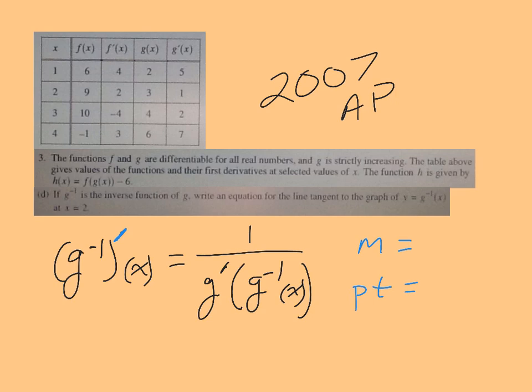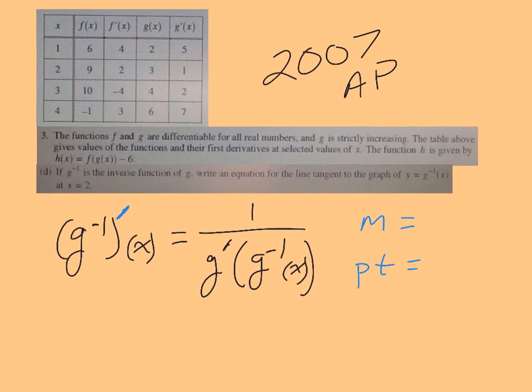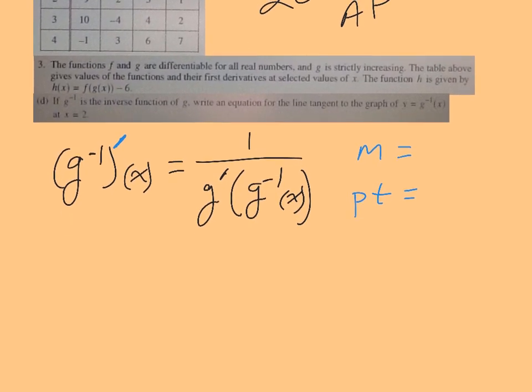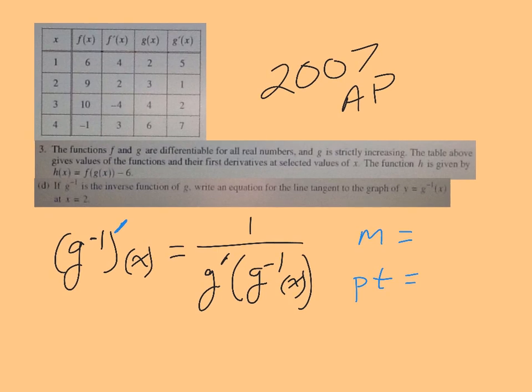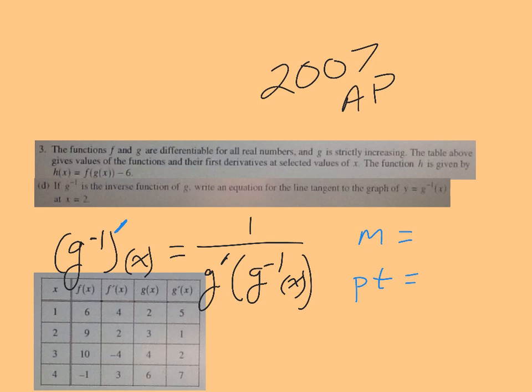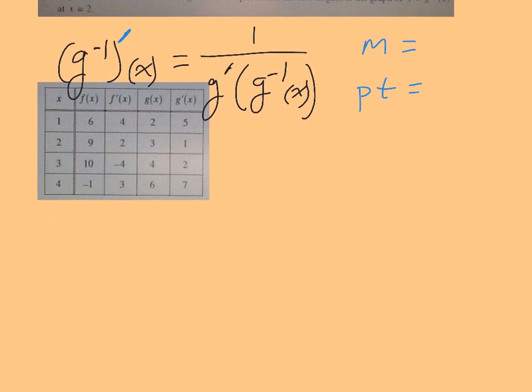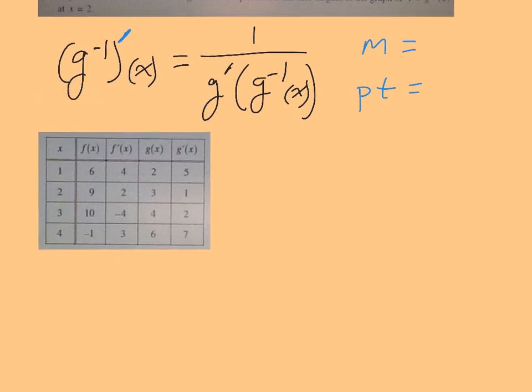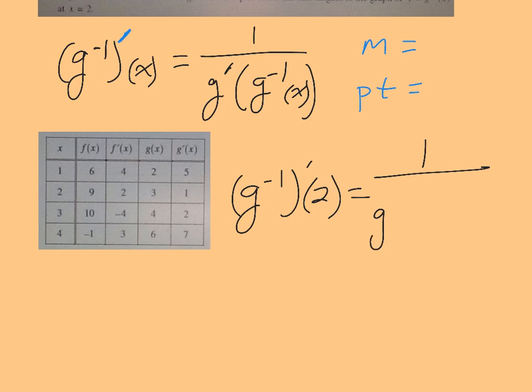Let me just slide this up a little bit. We can't go too far. I'm going to need this chart. So let's take this chart and move it down here. Okay, so we want the derivative of the inverse evaluated at 2. Well, that is 1 over g prime of g inverse of 2.